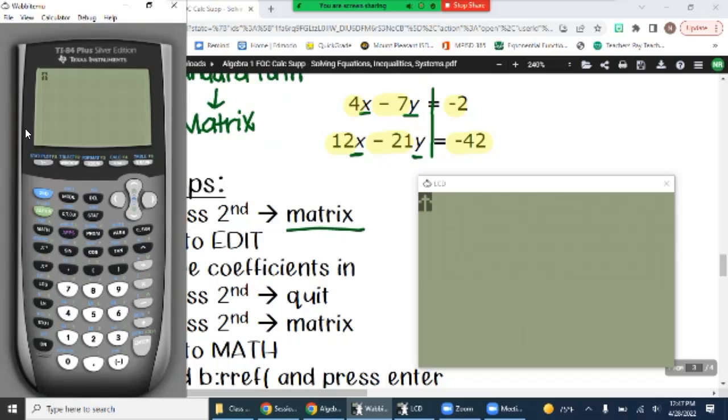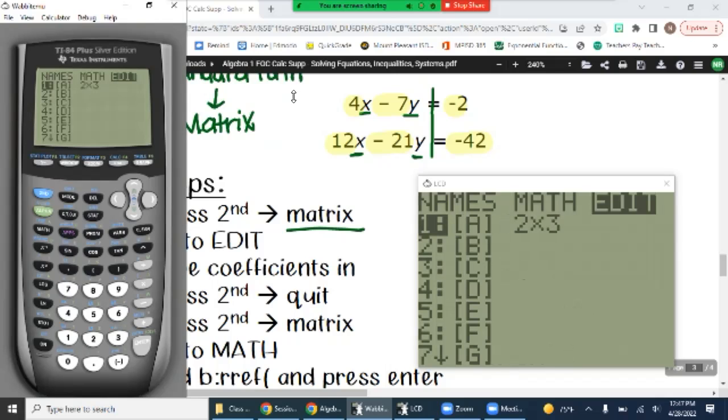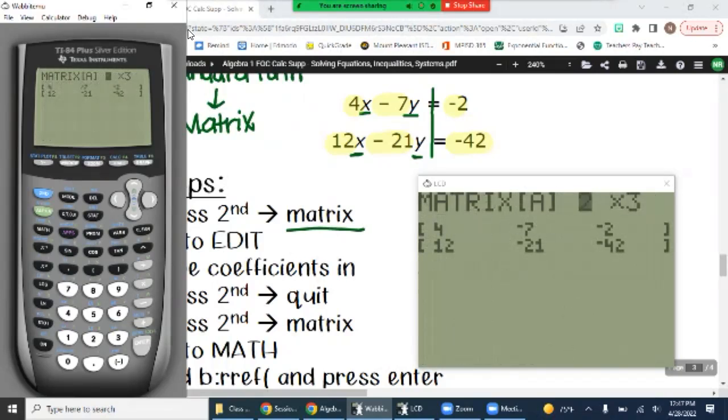Clear that out. Let's go to matrix. We always start at edit, start from the end, work your way forward. We have 2 rows with 3 numbers each. So 2 times 3. So 2, enter, 3, enter. And then you're going to type in your coefficients. Notice there are no variables in this screen.